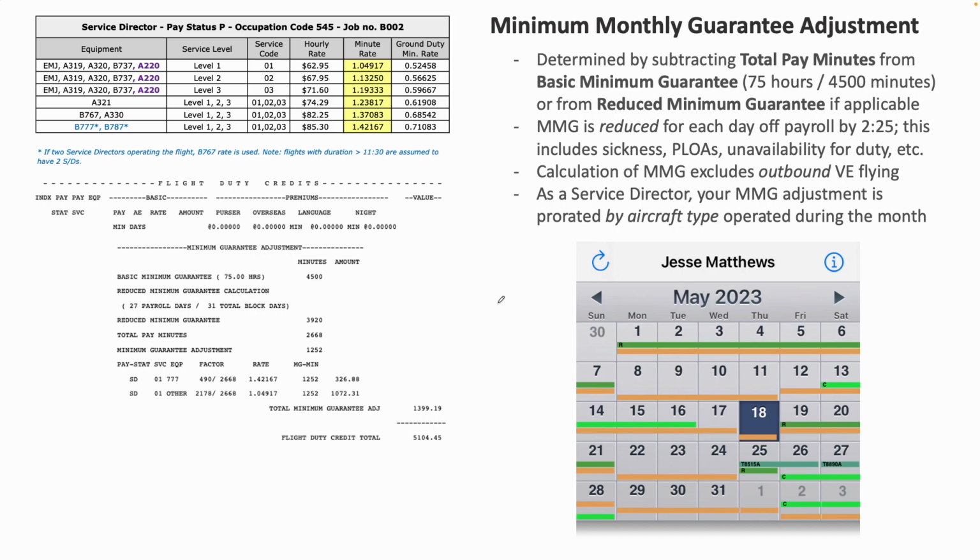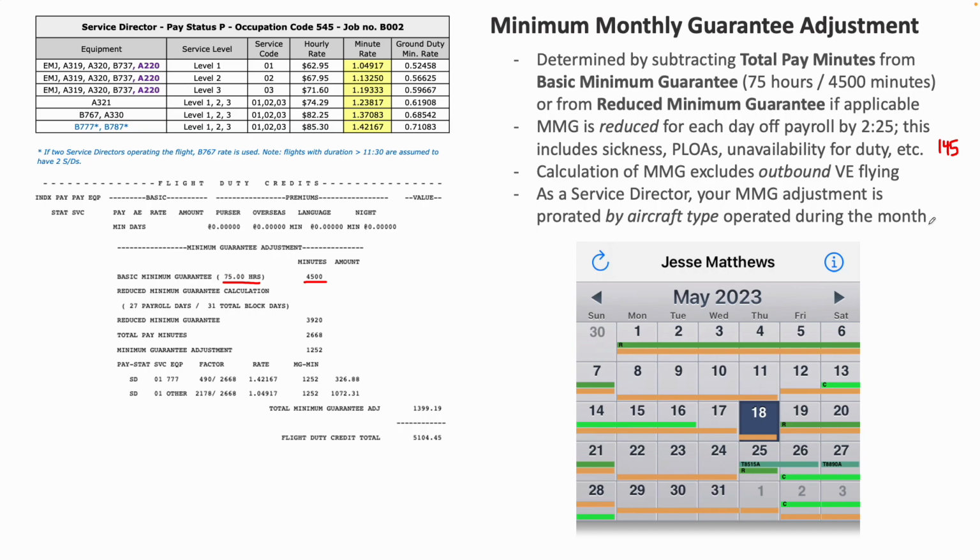So for our MMG adjustment in general, we determine this by subtracting total pay minutes from basic minimum guarantee. The basic minimum guarantee is 75 hours on reserve every month by default, and in minutes this becomes 4,500. This only changes if we are off payroll for some reason during the month, and as per our contractual language, the reduction is 2 hours and 25 minutes per day off payroll. In minutes format, this is 145. So for each day off payroll, 145 minutes would be deducted from 4,500.